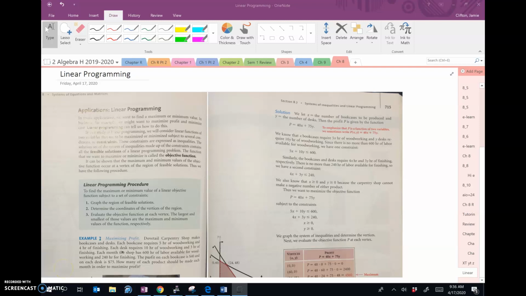Hello, everybody. It's time to learn about linear programming. Linear programming is a topic that takes a really long time to do one problem, but each individual step of it really shouldn't be that difficult. And of course, that's me saying that, who's done it a few times.